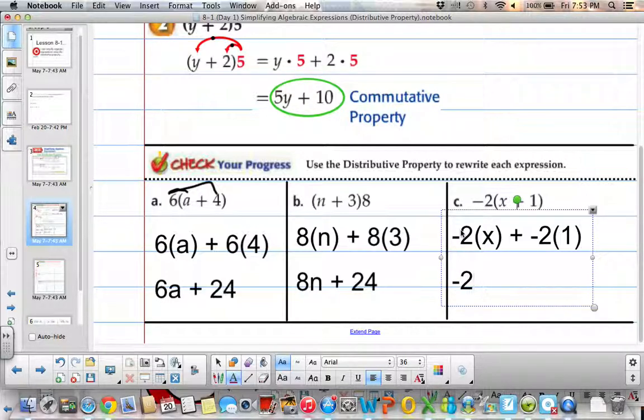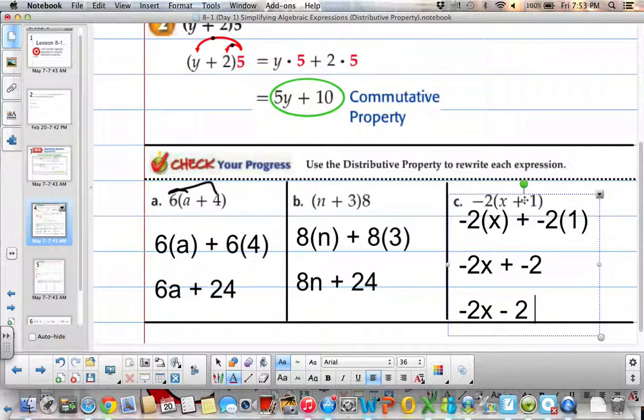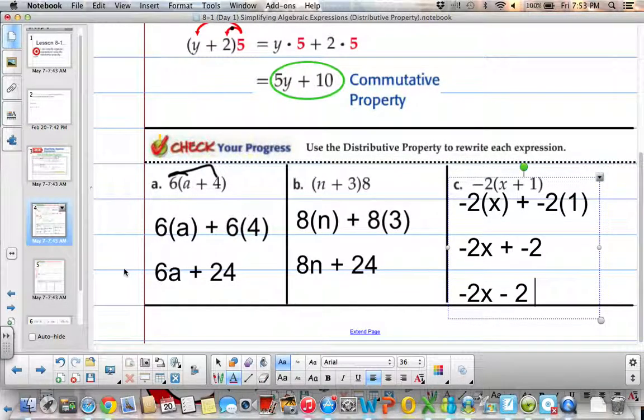So we have negative 2x plus negative 2 times 1 is negative 2 plus negative 2, and we could actually rewrite that as negative 2x minus 2, because plus negative is the same as subtracting a positive. So negative 2x minus 2 would be our simplified answer.